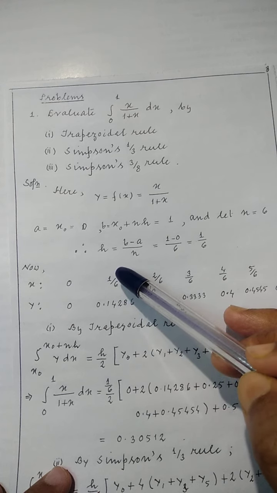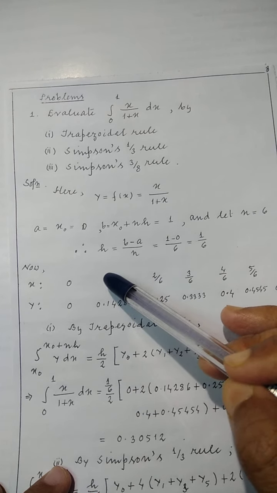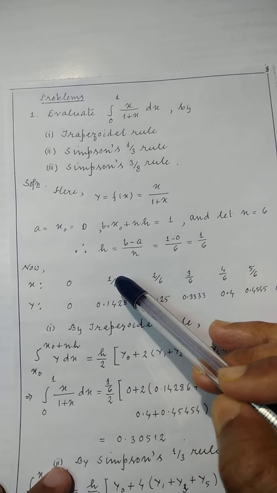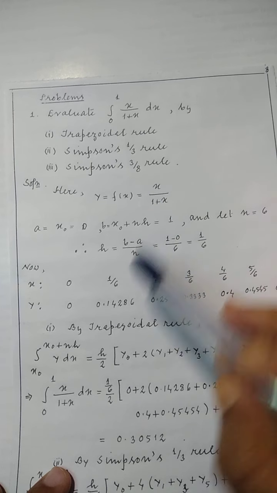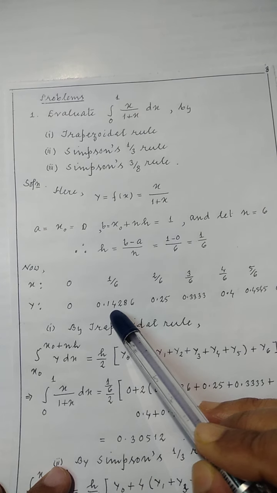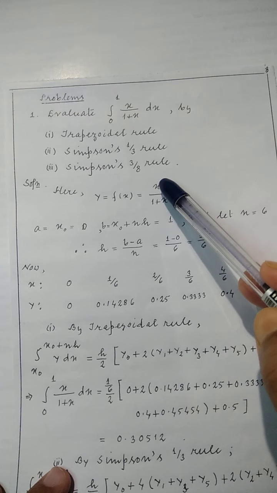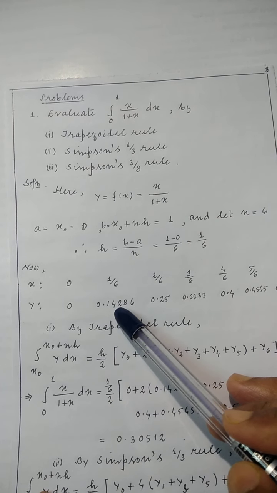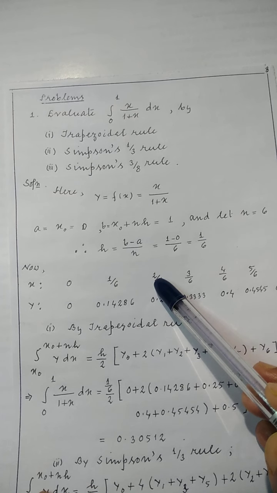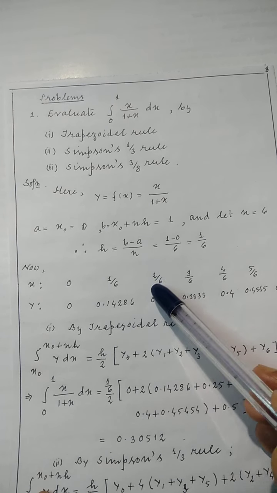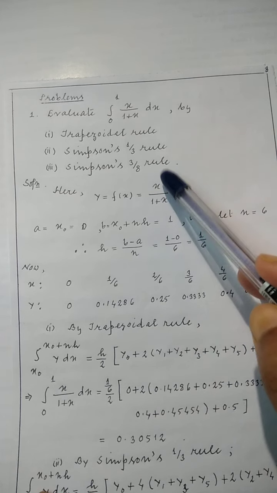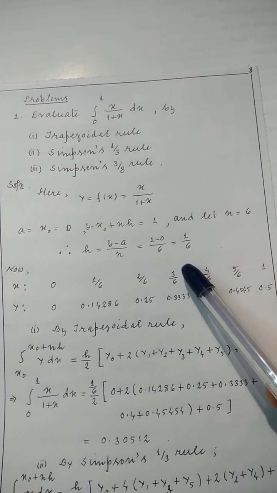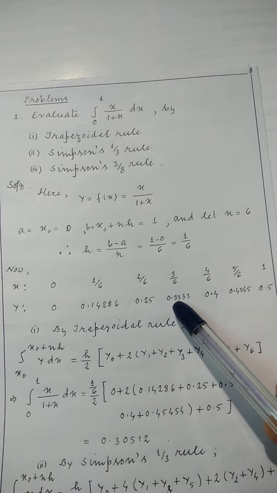So what is the value of x naught plus h? x naught is equal to 0 and h is equal to 1 by 6, so you will get x1 is equal to 1 by 6. If you take x as 1 by 6, you will get 0.14286. Just substitute the value here, and you can take the help of the calculator to find it. You will get 0.14286. The next point is x2. x2 is equal to x naught plus 2h, so here it will be 2 by 6. Take this value and find the corresponding value of y. You will get 0.25. In a similar manner, when x is equal to 3 by 6, the value of y is 0.333.